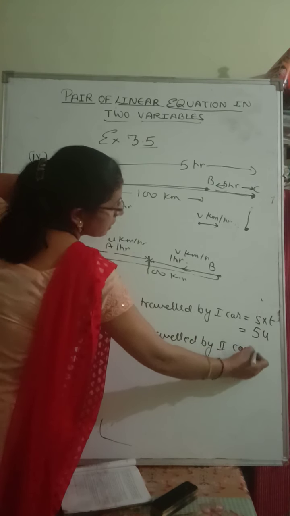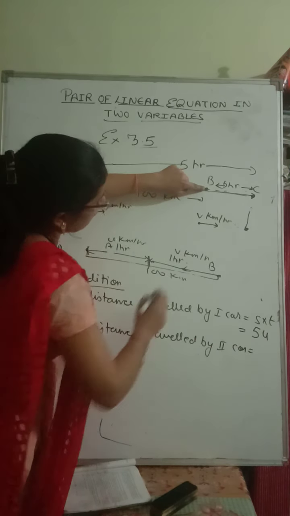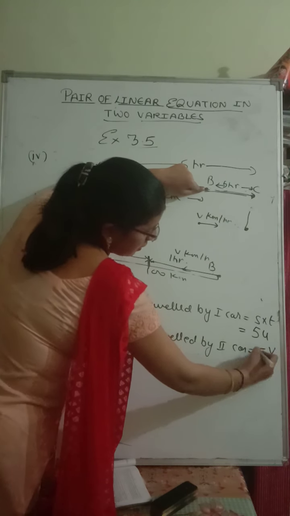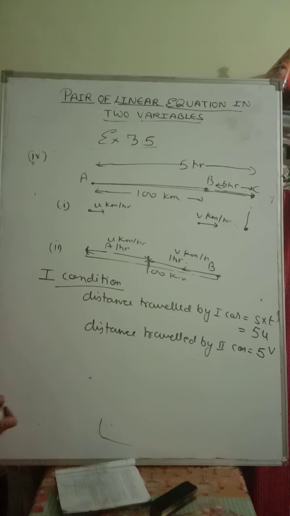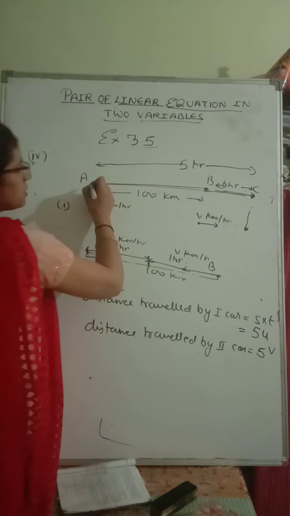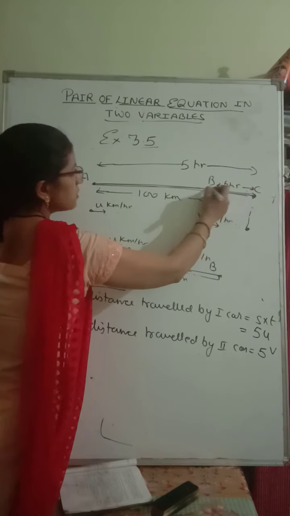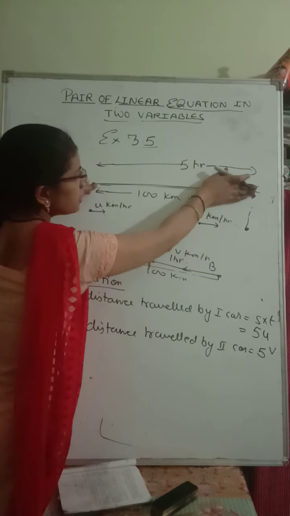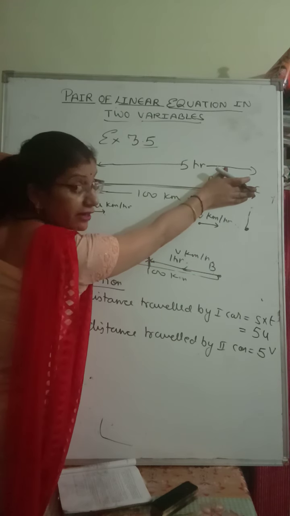What is the distance traveled by the second car? Speed into time. The speed of the second car is v and the time is 5 hours, so 5v. So here, the distance traveled by the first car is from here to here, and the distance traveled by the second car is from here to here. If I subtract this distance, how much is left? 100 kilometers.